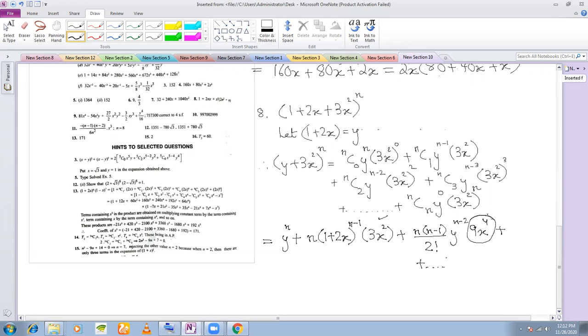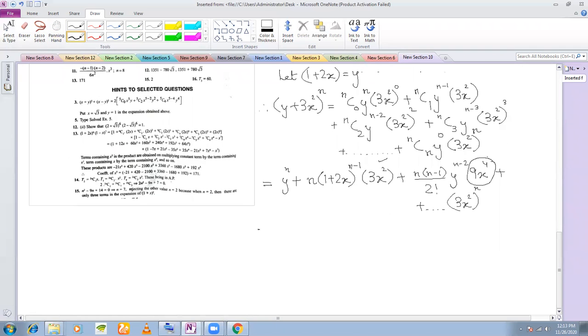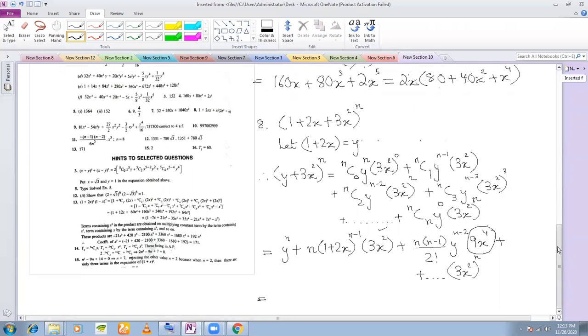And at the last, what you're going to get here is ncn is 1, y to the power of 0 is 1. You're simply going to get 3x squared to the power of n. This is also a higher power of x. x squared to the power of n is much higher than x square. You have to only write till the powers of x square. Now you put back the value of y. What is the value of y? 1 plus 2x.